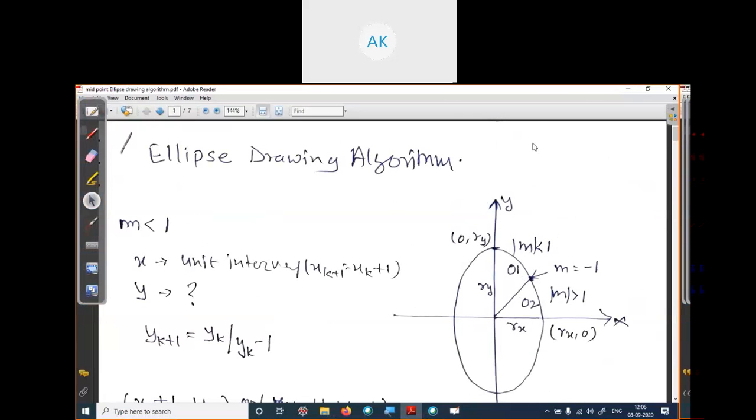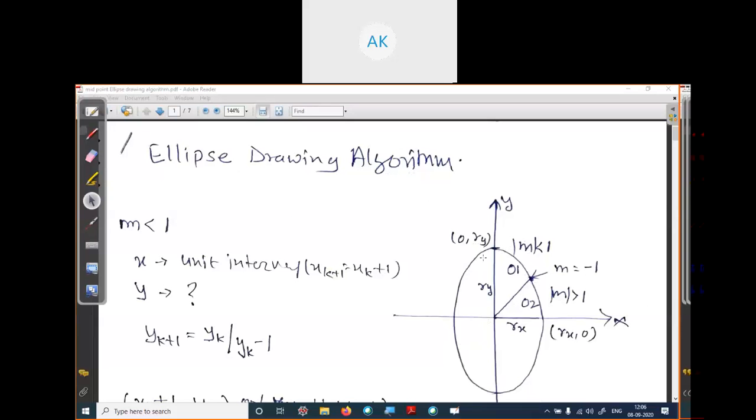My computer screen is visible. In the last class, we discussed ellipse drawing algorithms: how we can draw an ellipse on a computer screen. As you know, the property of the ellipse is that it is symmetric in quadrants.